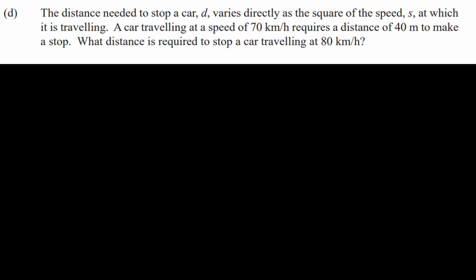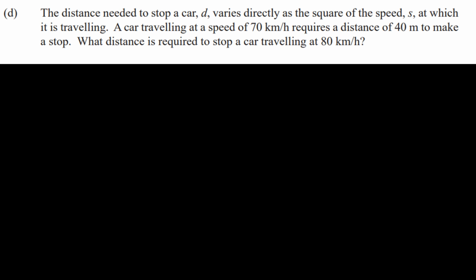The distance needed to stop a car, d, varies directly as the square of the speed, s, at which it is traveling. A car traveling at a speed of 70 kilometers per hour requires a distance of 40 meters to make a stop. What distance is required to stop a car traveling at 80 kilometers per hour?